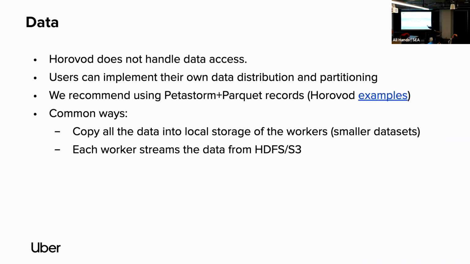We have a recommended package that's also an open source package by Uber, Petastorm, and then using Parquet records that we have examples on in Horovod. You can look at those examples in our GitHub repository. But basically, it's up to you. You want to download all your data locally and then train. You want to stream from your HDFS, or you want to stream from your S3, use TensorFlow or PyTorch's dataset classes. It's up to you how you want to do that.